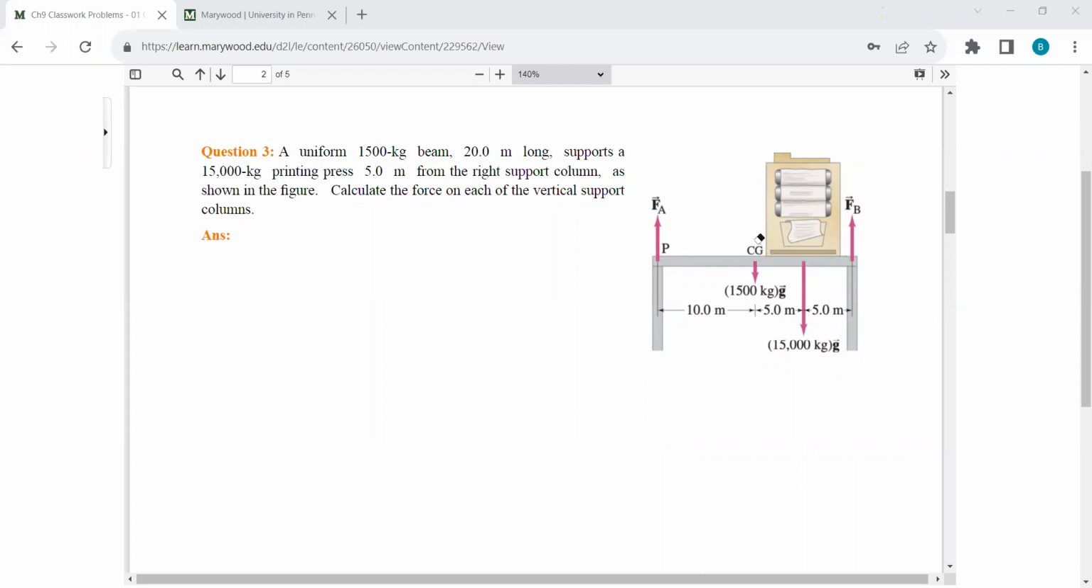The first thing is the center of gravity. By the way, center of gravity and center of mass are the same thing. In chapter 7 you learned about the center of mass, CM, and CM and CG are the same thing. You can get the center of gravity just by multiplying the center of mass by the gravitational acceleration. That's the only difference.